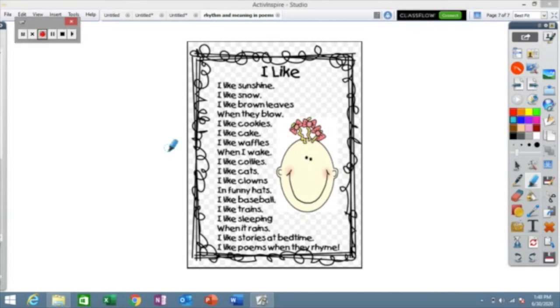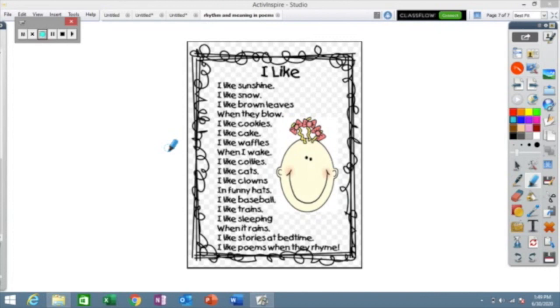I like sunshine, I like snow. I like brown leaves when they blow. I like cookies, I like cake. I like waffles when I wake. I like collies, I like cats. I like clowns in funny hats. I like baseball, I like trains. I like sleeping when it rains. I like stories at bedtime. I like poems when they rhyme.